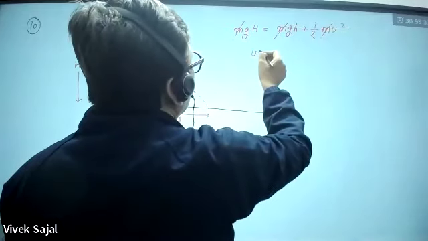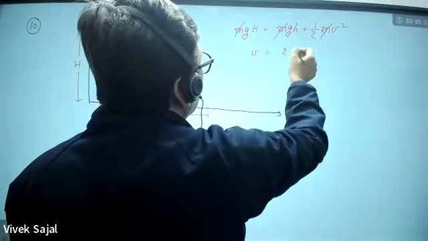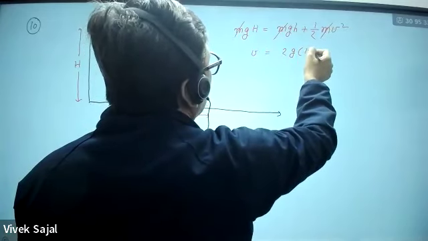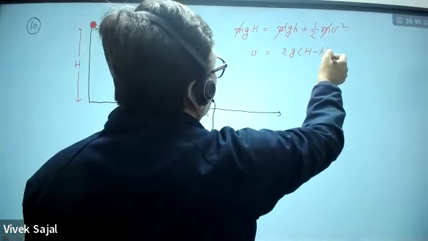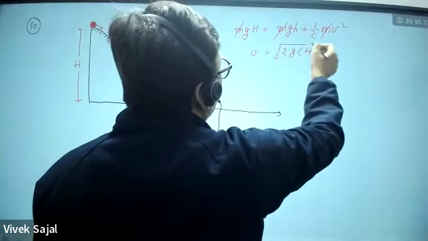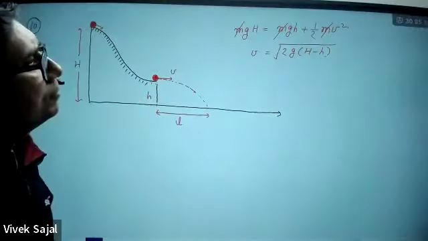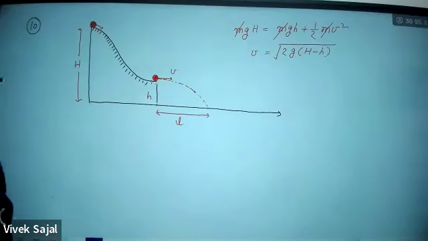So what will be v? v will be square root of 2g(H minus h). This will be the horizontal velocity v here.